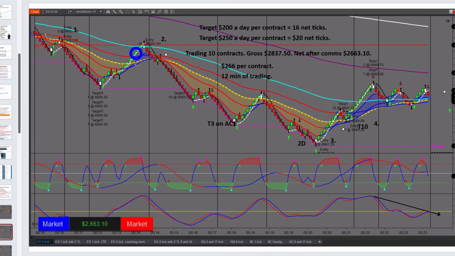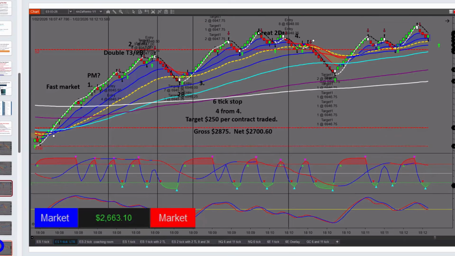This is back on the one tick once again. So I had 4 out of 4 here once again, 2,663, 12 minutes of trading in and out. So very happy with 4 setups, 4 trades, 4 wins.